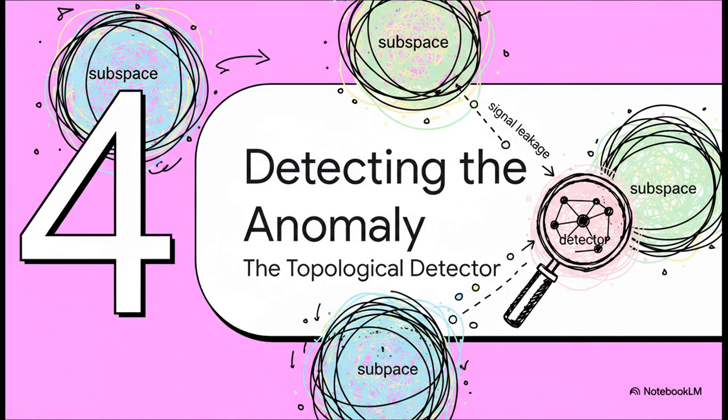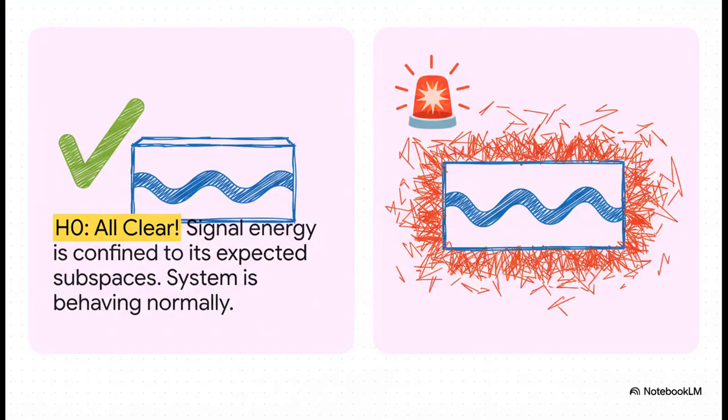Okay, so we have our clue. And this brings us to the star of the show, a detector that is specifically designed to spot exactly this kind of signal leakage, when energy spills from one of these components into another where it just doesn't belong. At its heart, the detector is just making a simple choice between two possibilities. Hypothesis 0, H0, is the all clear. The signal's energy is right where we expect it to be. Everything's normal. Hypothesis 1, H1, is the alarm bell. The signal has leaked into a forbidden area, and that tells us there's an anomaly.